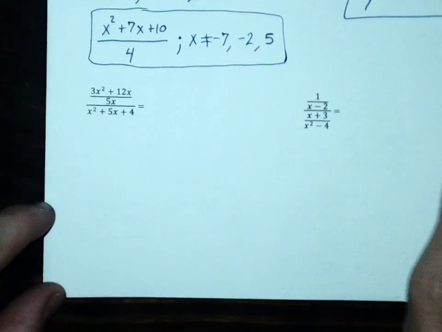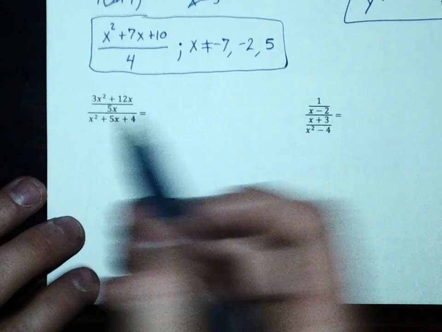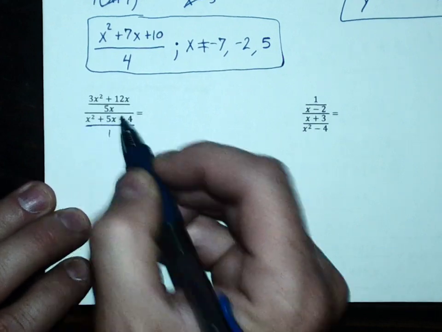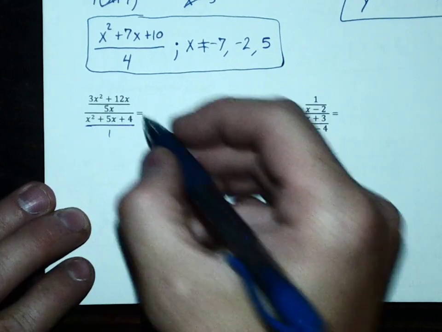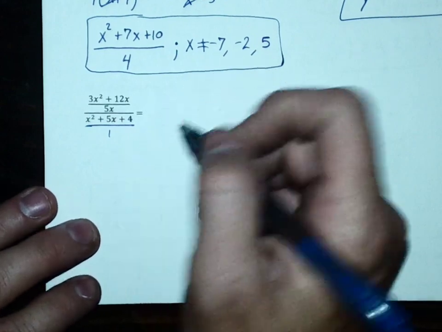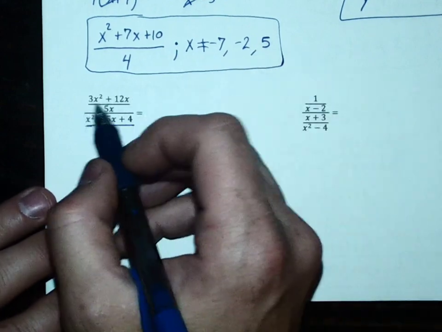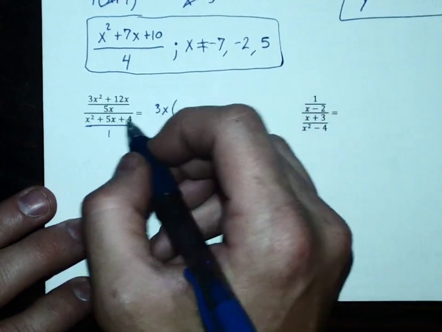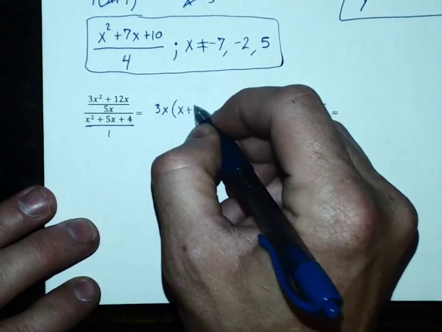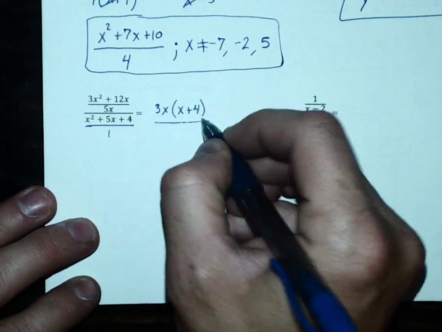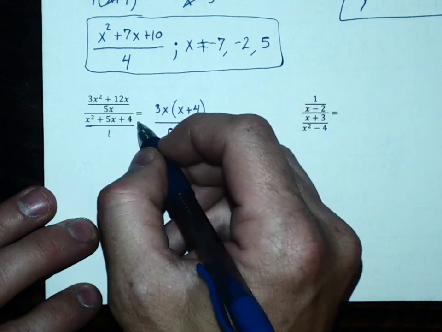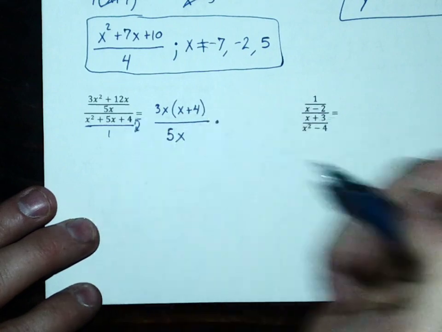So this is a little bit weird, I understand, but this is a fraction. What is this fraction over? 1. So it flips it. At the same time, I'm going to factor it. What factors out? A 3x. What does that 3x leave behind? An x plus 4 divided by a 5x. Multiply it by this fraction flips.